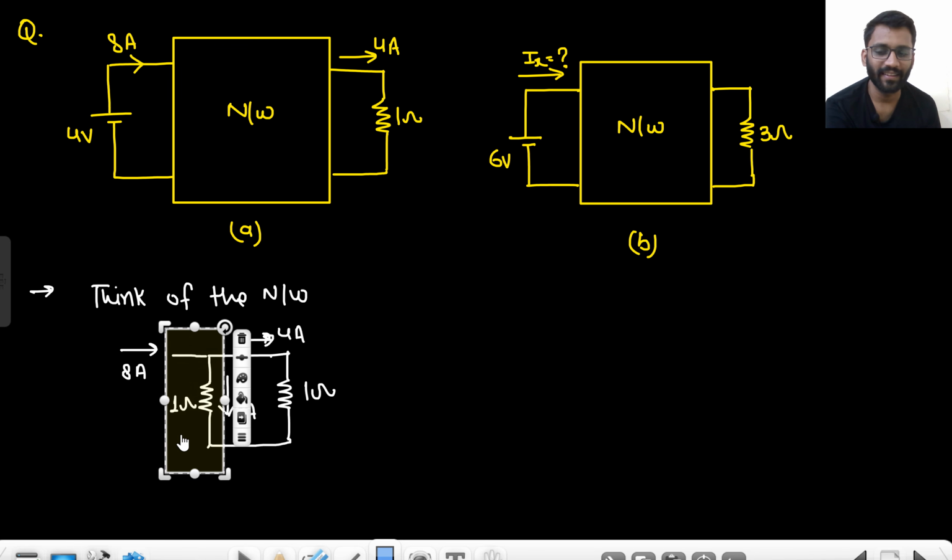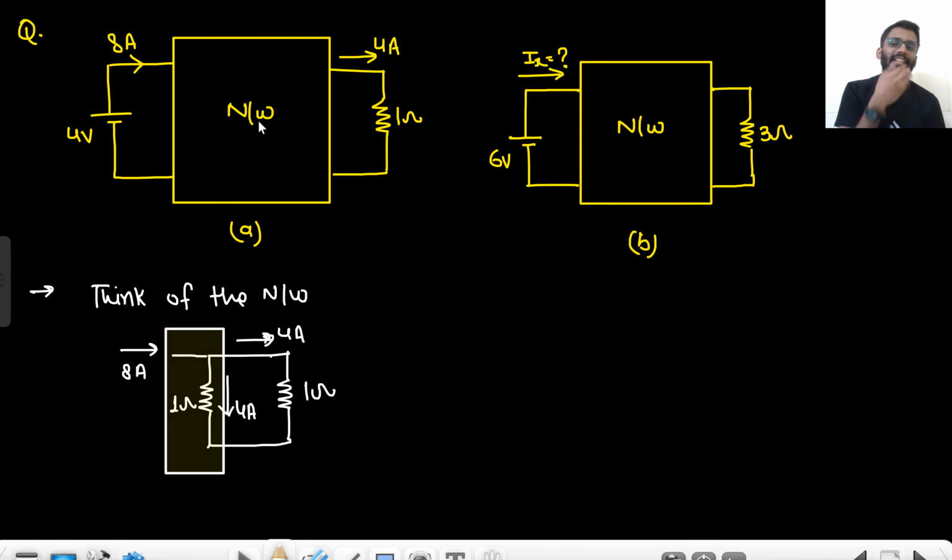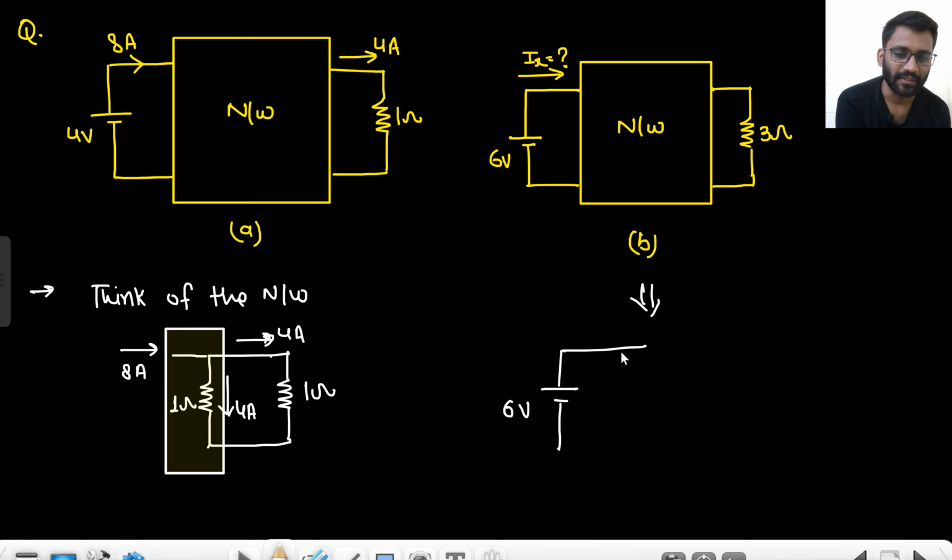Okay. Just replace this network by 1 ohm resistance. 8 ampere current, 4 ampere that way, 4 ampere that way. That's it. So just replace this network by, sorry, 1 ohm resistance.